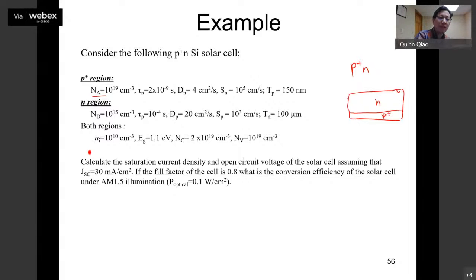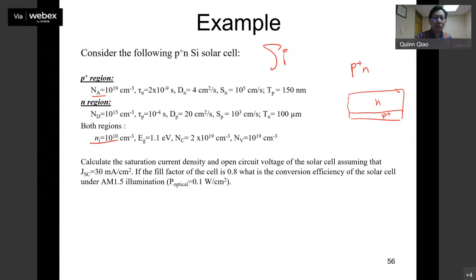For both regions, because this is silicon, right? Whenever we talk about silicon, this is the cell, okay. The intrinsic carrier concentration is 10 to the power 10. The band gap is 1.1. To be more precise it can be 1.12, but 1.1 is enough, okay? And then the conduction band density of states is about 10 to the power 19, and the valence band density of states is about 10 to the power 19, okay?